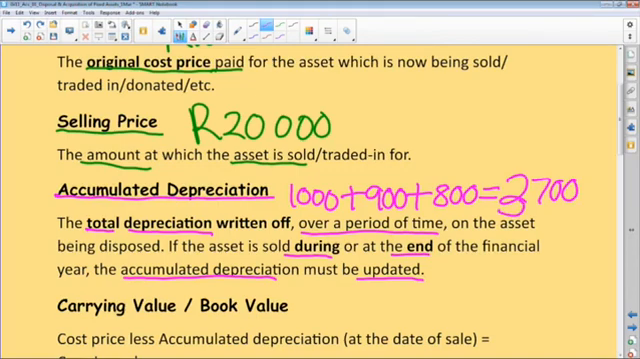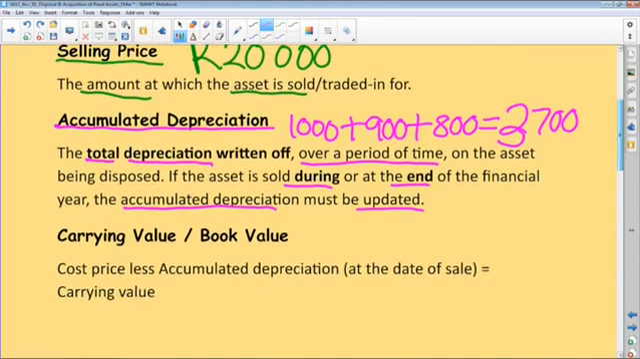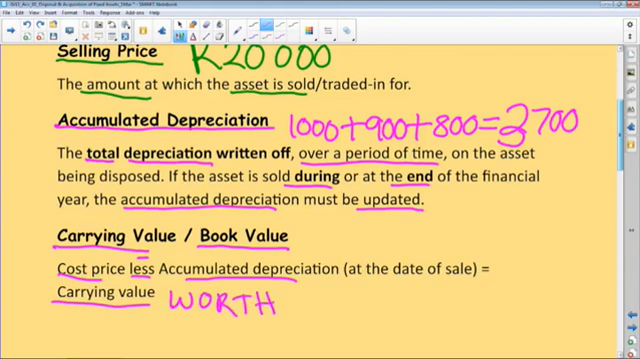Okay, with me. Right, next concept that is vital for you guys to remember, the term carrying value, which is also known as the book value. So let's go through the definition. The book value or the carrying value refers to your cost price less or minus your accumulated depreciation at the date of sale. In other words, what is the actual worth of the asset being sold?